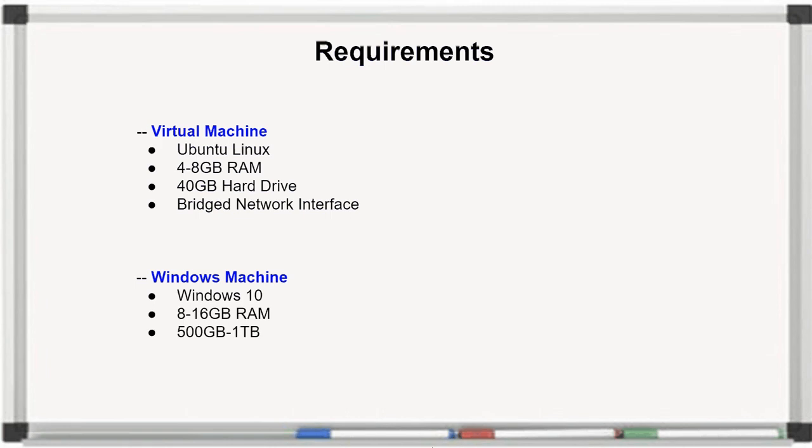Speaking of the host machine, it'll be running Windows 10, any version's fine. RAM again, 8 to 16 gigabytes depending on the size of your VM. And I just put a general hard drive 500 gigabytes to 1 terabyte recommendation there. So without further ado, let's go ahead and start working.